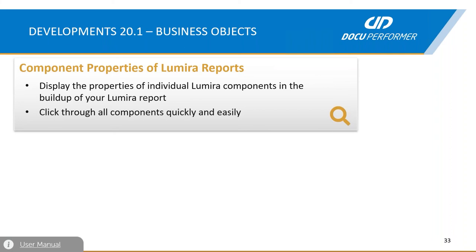Now it's also possible to look at simple properties of singular components of the Lumira reports. So it was not even possible before to show the buildup of a Lumira report, but now with the context menu, you can simply click on a certain component which you're interested in, and you can easily access the property settings of this specific component. Let me show you later on how this works.